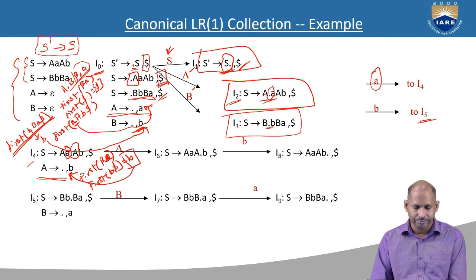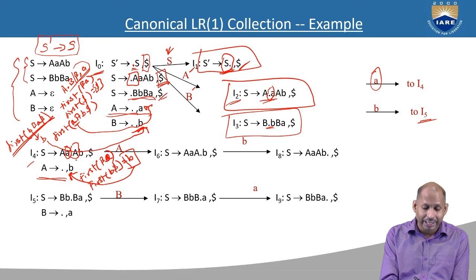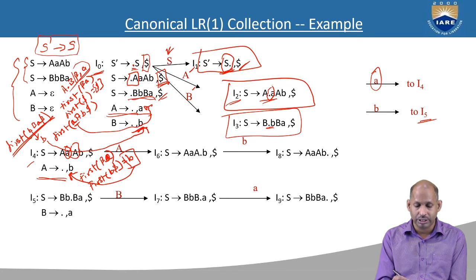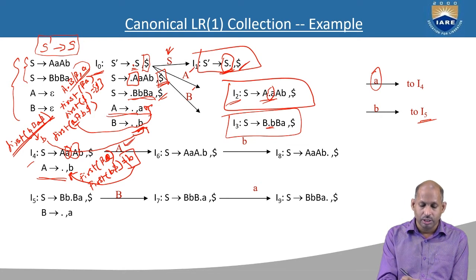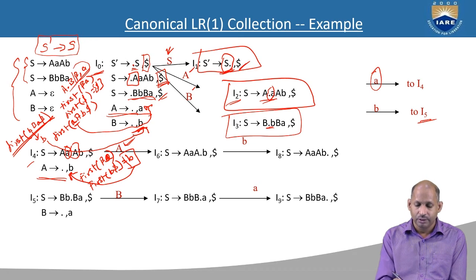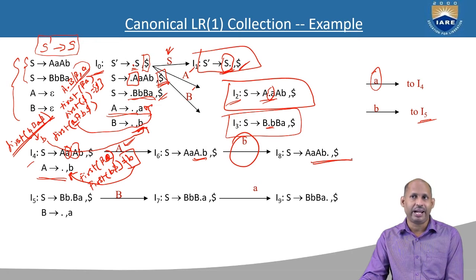Right? Is it clear? Then dot followed by A. So there will be a go to operation on A. So it goes to A dot B. Then dot followed by B. So on B there will be a go to operation. So it goes to here. Dot at the end. So it completed.